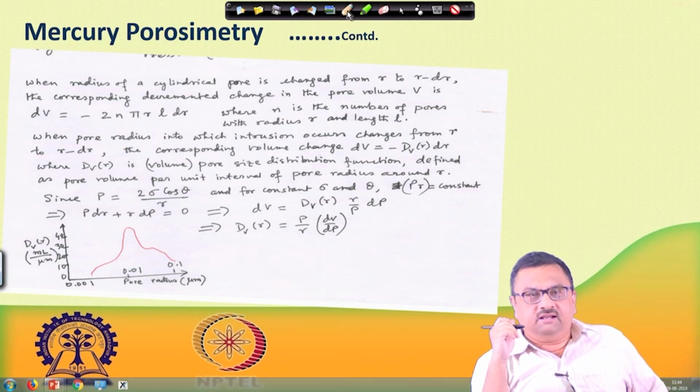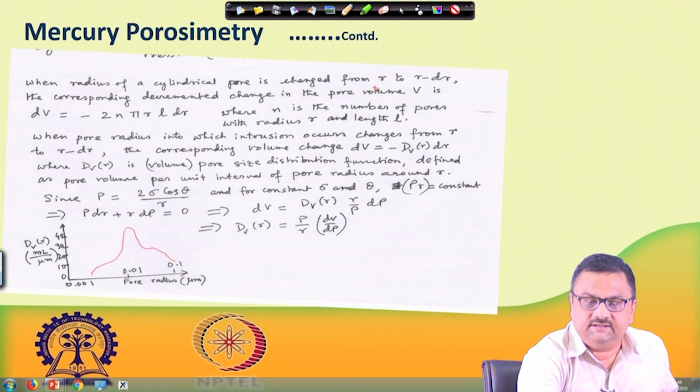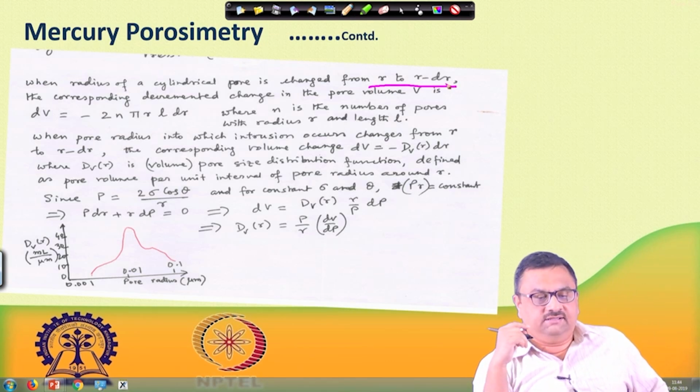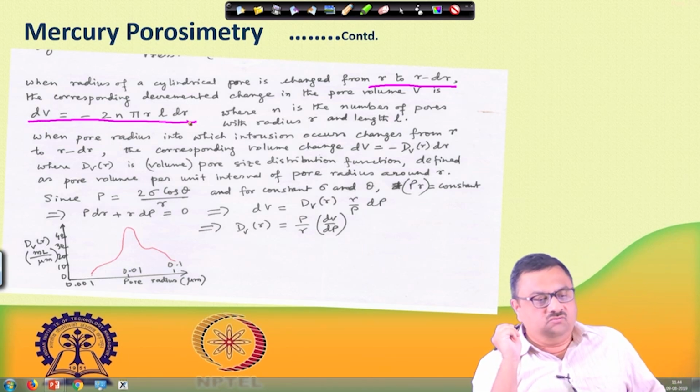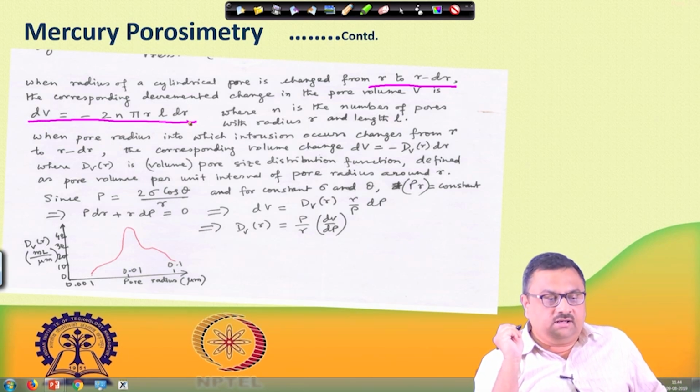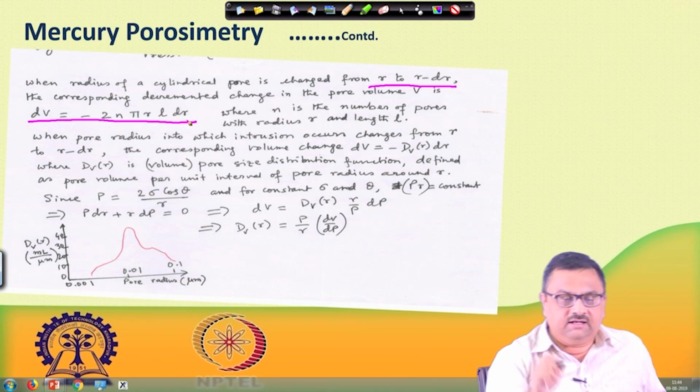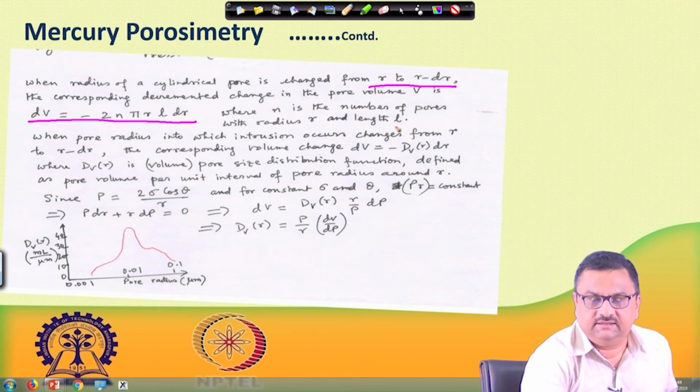When the radius of a cylindrical pore is changed from r to r minus dr, the corresponding decremental change in the pore volume V is given by dV, which is this quantity, minus 2nπrl dr. Here n is the number of pores with radius r and length l. So there are n pores of radius r and length l, and the corresponding change from r to r minus dr is this quantity.